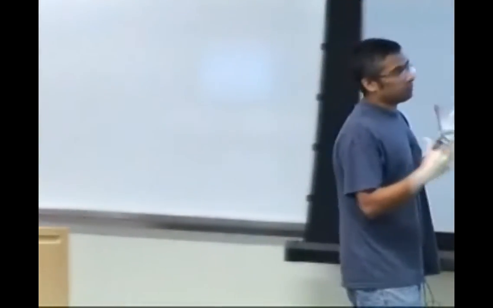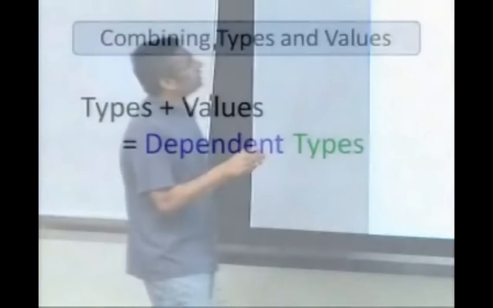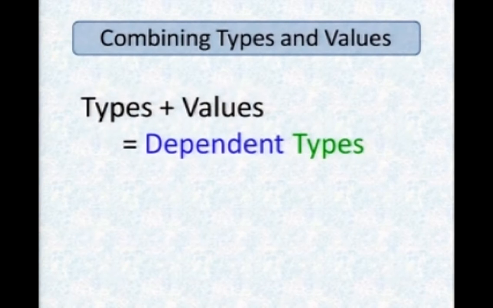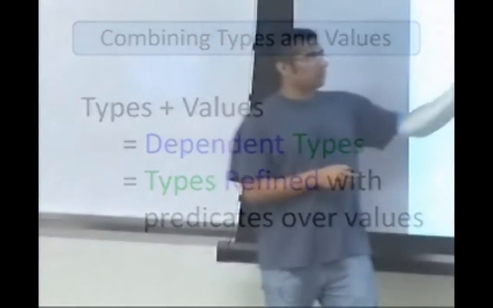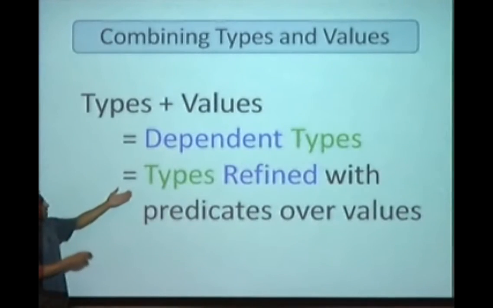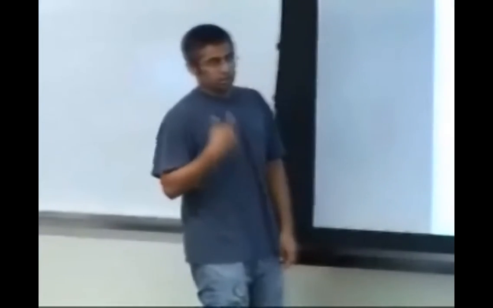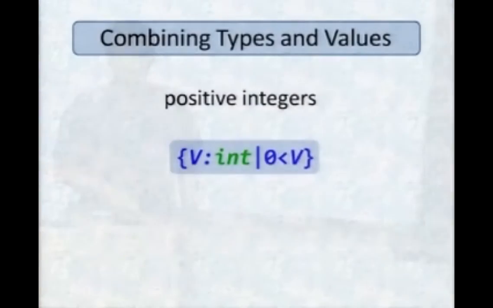of how one combines types and values to get things that are kind of like type state. The more general way that one describes this combination of types and values is what is called dependent types. Or there's another name for it, which is types that are refined with predicates over values. So type state would be an example, where the refinement would correspond to the state that you want to capture. So let's look at some examples.